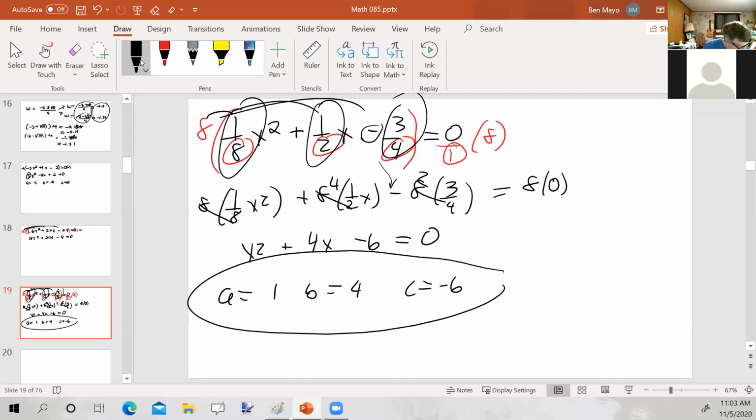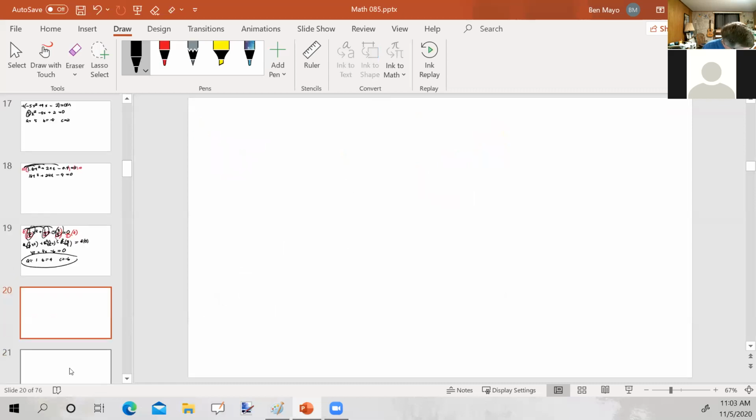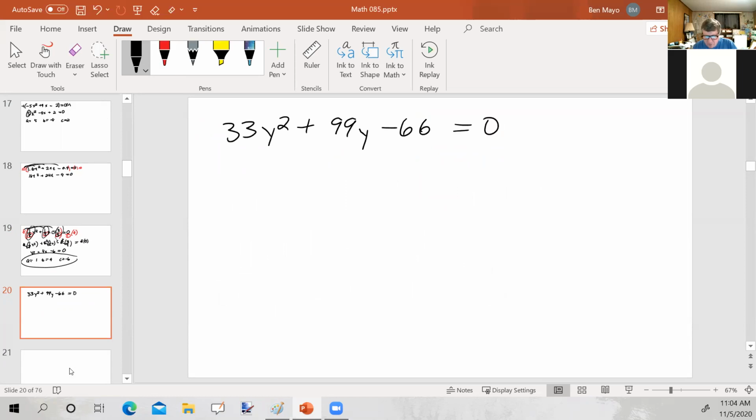And let's see here. One more example. Let's say I've got 33y squared plus 99y minus 66 equals 0. Well, if you look at 33, 99, and minus 66, does there seem to be something that's common to all three of those numbers? Can you think of a large number that goes into all three of those? Anybody?